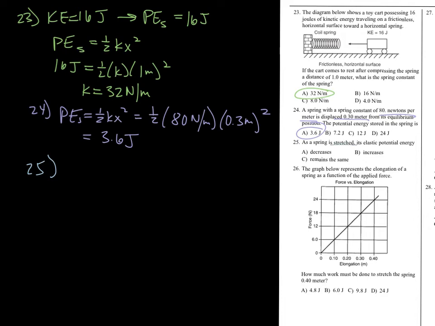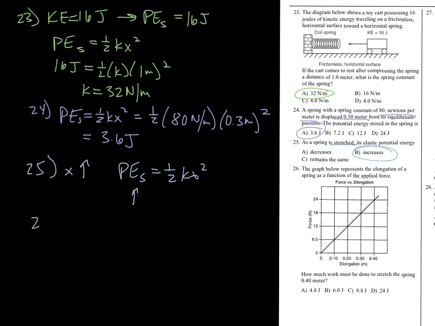Number 25, as the spring is stretched, its elastic potential energy. Okay, so stretched meaning x goes up. So if you notice in here, if you increase x, PE also goes up. Also think about if you stretch it or even compress it, it has more energy starting to build up into it in order to release back into its original position and probably cause some work on another object. So it is increasing. The more you stretch it or compress it, the more energy it will build up.